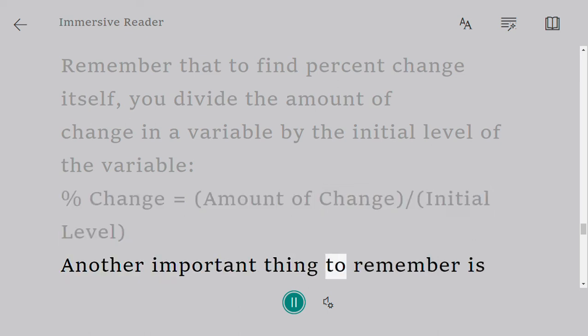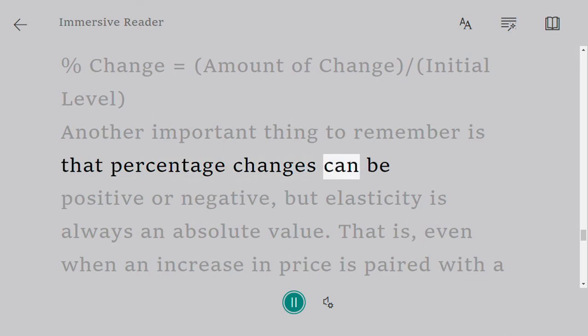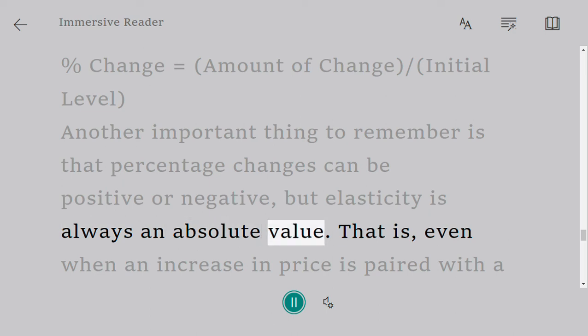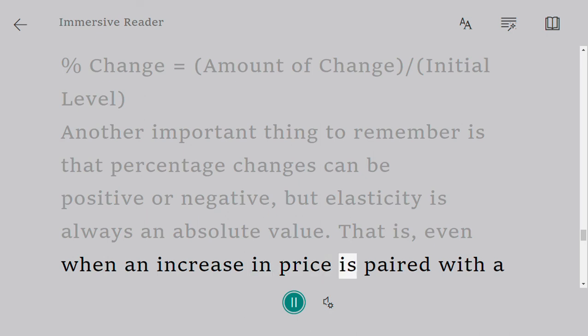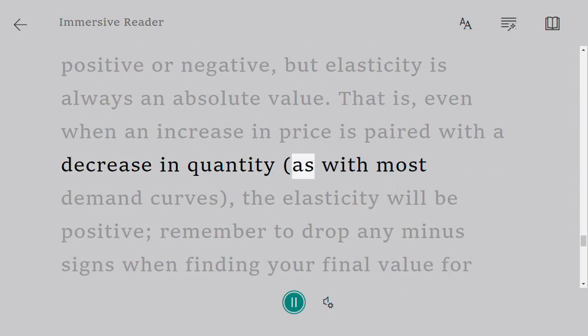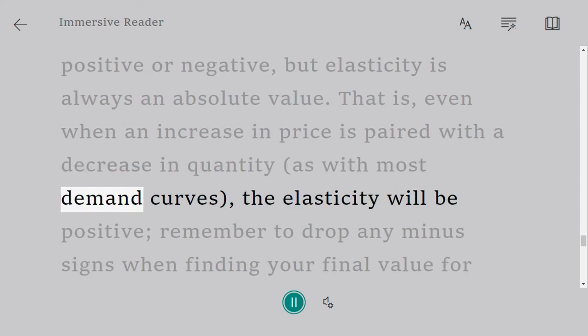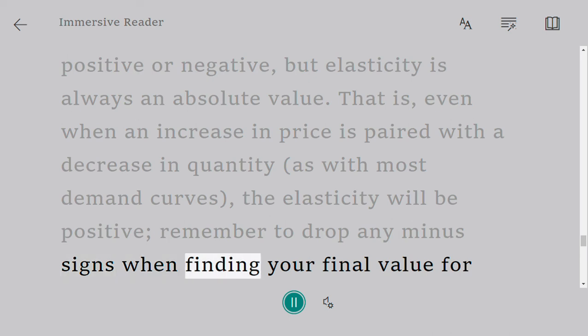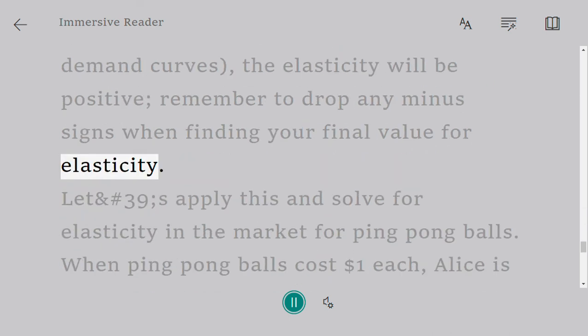Another important thing to remember is that percentage changes can be positive or negative, but elasticity is always an absolute value. That is, even when an increase in price is paired with a decrease in quantity, as with most demand curves, the elasticity will be positive. Remember to drop any minus signs when finding your final value for elasticity.